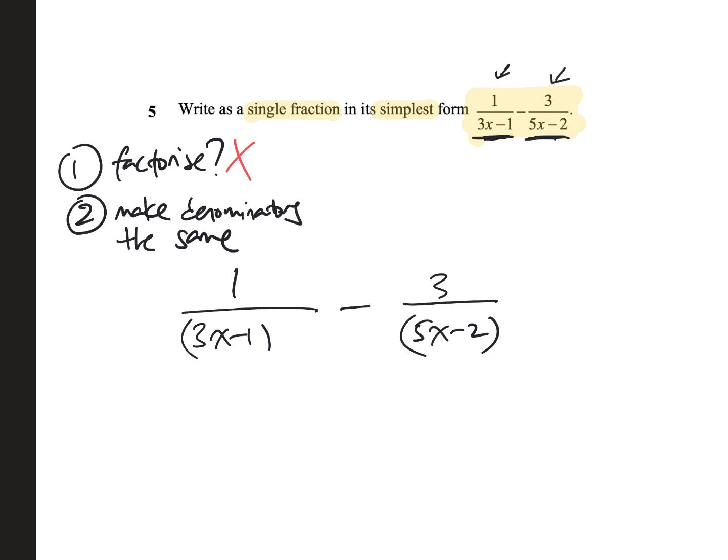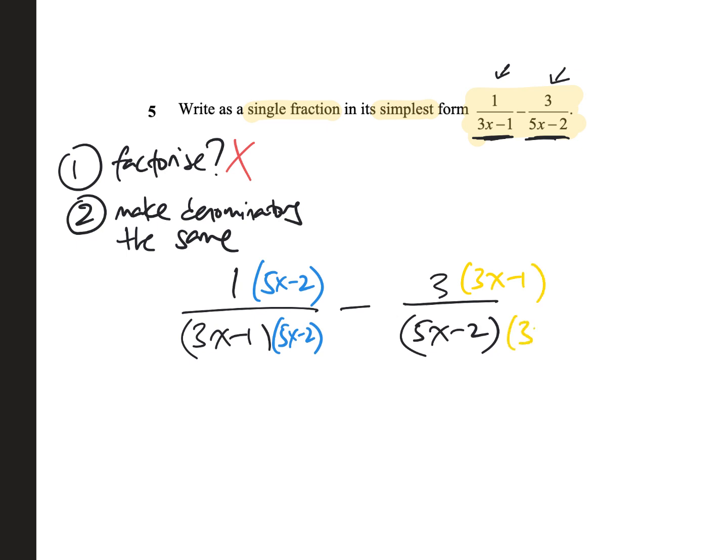So for the 3x minus 1 term, I will multiply it by 5x minus 2. But I cannot actually change the fraction, so whatever I do on the denominator, I must also do in the numerator. Did I change this fraction? No, because technically I can cancel them out, and it gives me back my original fraction. I'm just changing what it looks like, and I can still simplify it by canceling these two things out. And then for the second term, I multiply it by 3x minus 1.